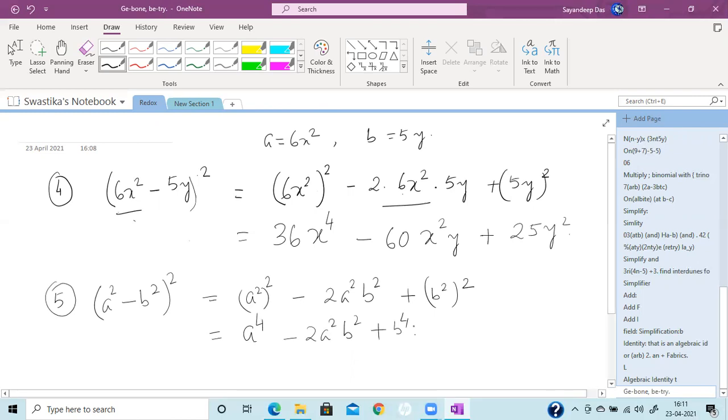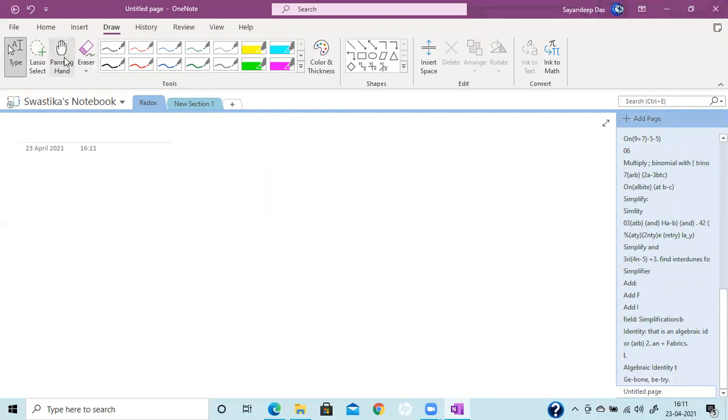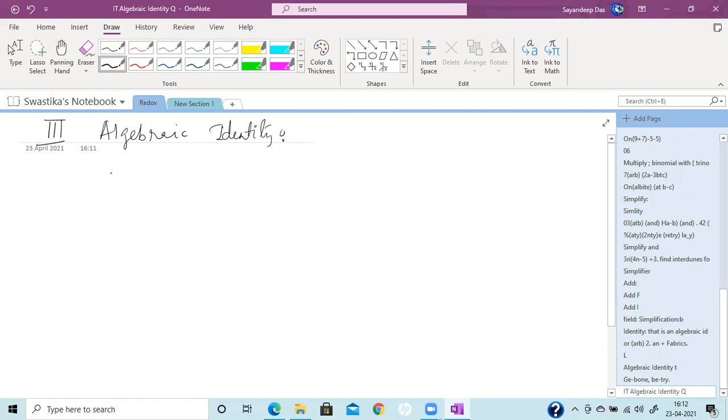Now, I will go to the third identity. The three most important identities which the student should always remember are these. I have finished the two identities. Now I will go to the third identity. So the third algebraic identity, this is the easiest identity. You will find this very easy to learn.